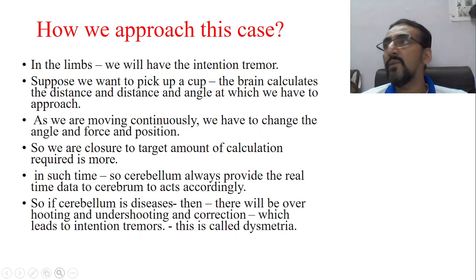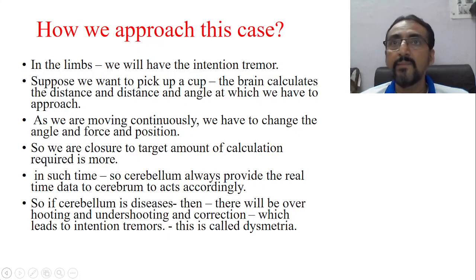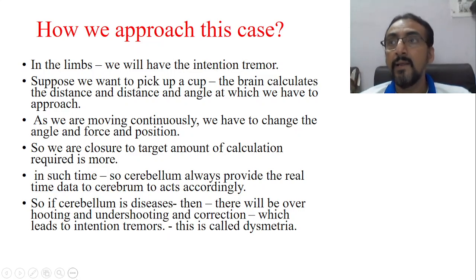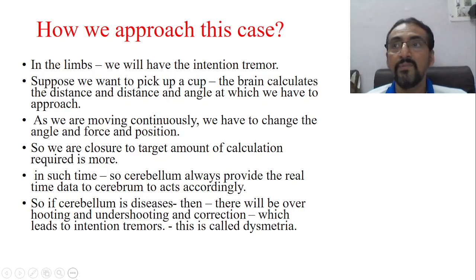Now in the limbs, we will have the intention tremor. When there is some problem in the cerebellum, of course intention tremors may also be there in some other problems, dopamine related problems, which we will see in another class. But here even a cerebellum problem may lead to intention tremor in the limbs. So in the speech we have seen, in the face we have seen, in the head we have seen. Now we are coming to the limbs. In the limbs there will be an intention tremor.